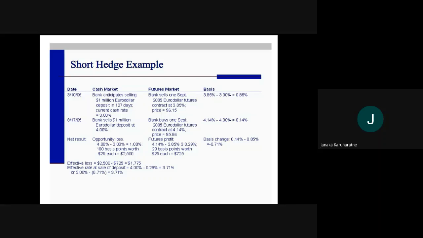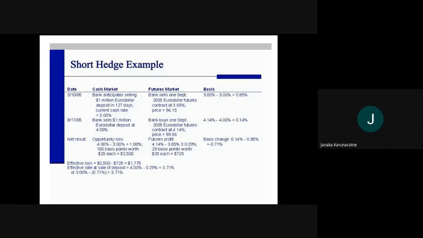What do you mean by loss here? Additional interest cost, isn't it? Because if you raise today, you would have raised at 3%, but in August, rates have gone up to 4%, so you have to pay an additional 1%. As a result, the increase in cost for a 1 million contract is 2,500. So if you have 100 million such contracts, it multiplies by 100. So your loss was reduced by 725 for one contract. So your effective loss, or the additional interest cost, would be only 1,775.